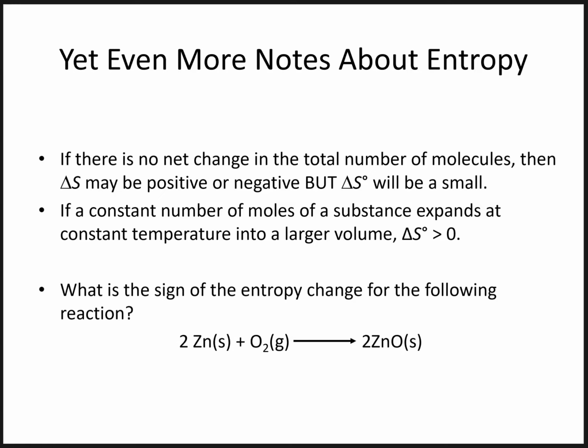So delta S here is going to be negative. There's a decrease in entropy, primarily from the fact that we went from 3 molecules to 2. But not only that, another benefit of looking at this reaction is we can see we went from a solid and a gas to just a solid. And we know solids have the lowest entropy state of the 3 phases. So those are the 2 reasons why we would predict delta S for this reaction would be negative.